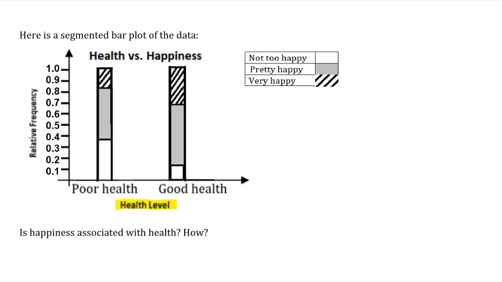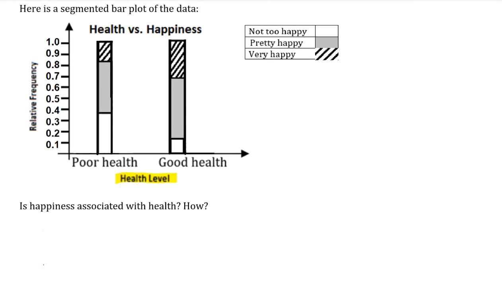When we look at this graph, it's pretty nice to see the differences between the two categories and how that represents the proportions of the other categories. And therefore, we can make a statement down here for, is happiness associated with health? If you haven't already answered this question yourself, I do recommend pausing before you see my answer.